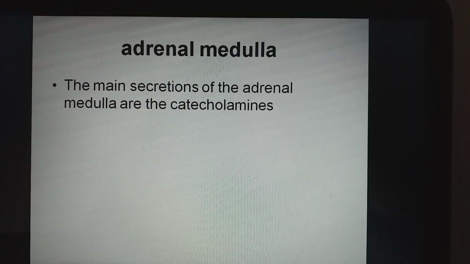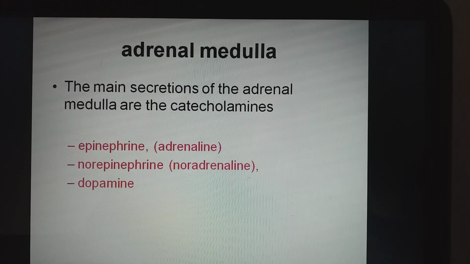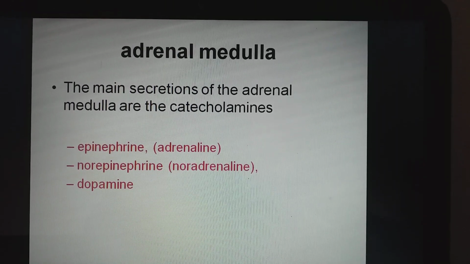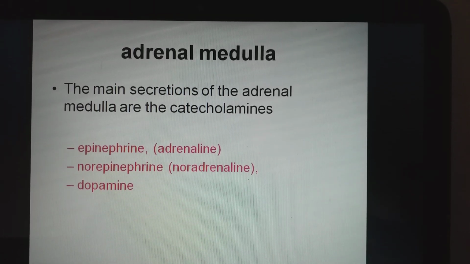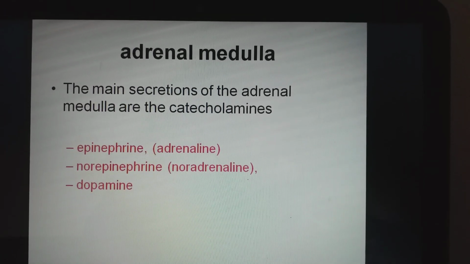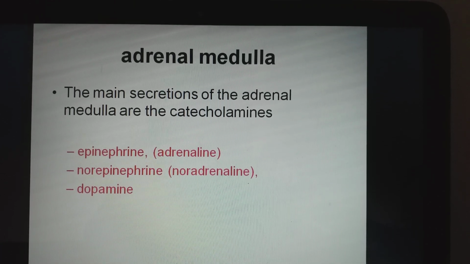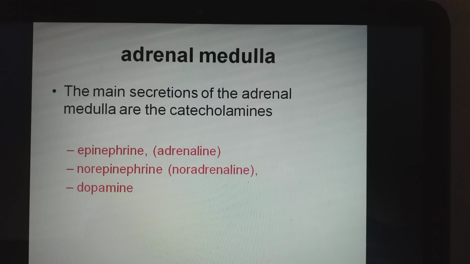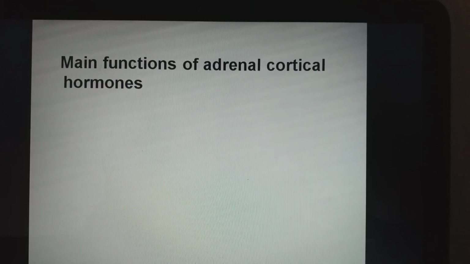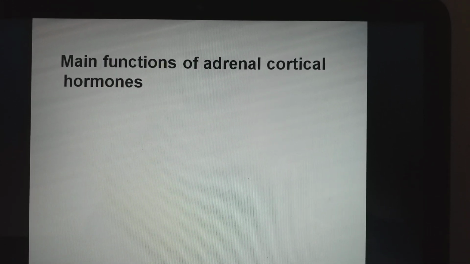The adrenal medulla secretes mainly the catecholamines: epinephrine, norepinephrine and dopamine. You have already discussed the functions of the adrenal medullary hormones, epinephrine and norepinephrine, in the first module under the lecture on the autonomic nervous system. Therefore, we are not going to discuss these hormones today. We are going to focus on the functions of adrenal cortical hormones.